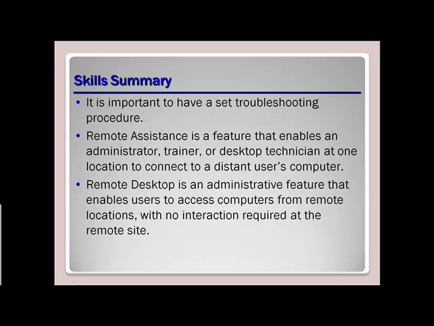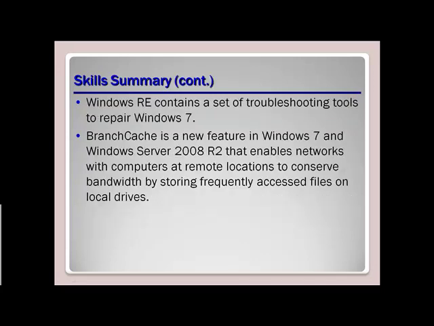Remote desktop is the administrative feature of remote access that will enable users to access computers from remote locations. There's no interaction required at the remote site, and using it is just like sitting at the computer if you were back at the office. Now, Windows RE contains a set of troubleshooting tools to repair Windows 7, and BranchCache is a new feature in Windows 7 that requires Windows Server 2008 R2 to work in concert with it, that will enable networks with computers at remote locations to conserve bandwidth by storing frequently accessed files in the local drives, bearing in mind that there are some security issues that you may want to address if you choose to use BranchCache.